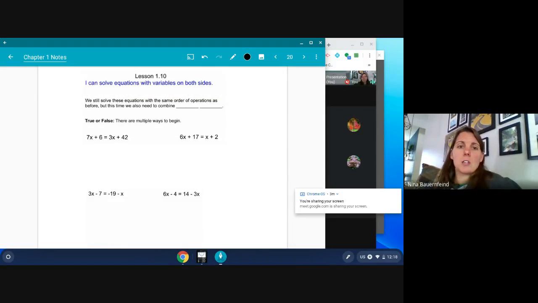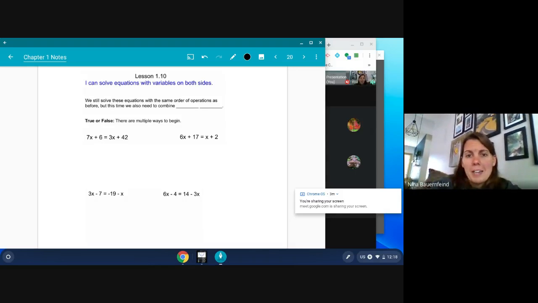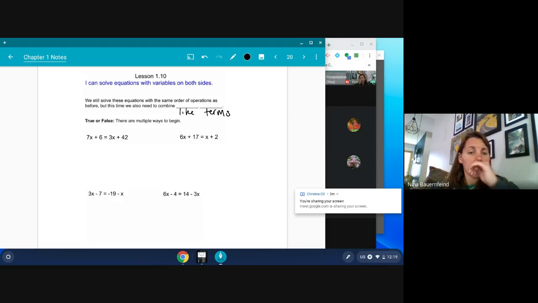Okay, so this is lesson 110. Our goal here is that you can solve equations with variables on both sides. So in this lesson, we have variables on both sides of the equation, and we're just going to figure out how to deal with that. We still solve these equations with the same order of operations as before. But this time we also need to combine like terms. There's a phrase called combining like terms. It means put stuff together that looks the same.